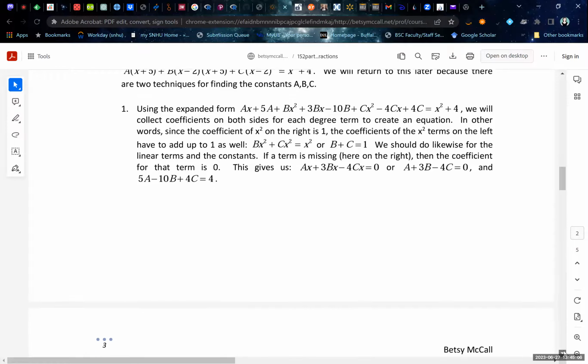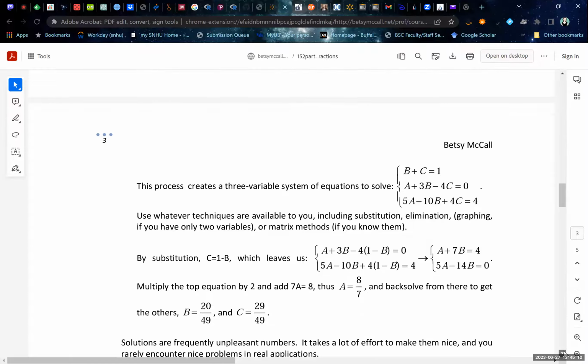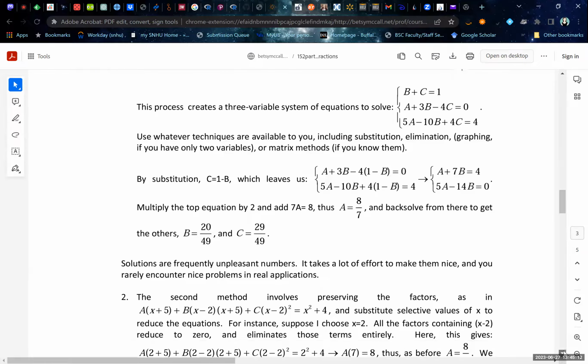Now, at this point, you have to figure out how to solve them. There's a bunch of different ways that you can do this. Obviously, you can do substitution. Let c be equal to 1 minus b, plug it in everywhere, simplify, and then solve, do your algebra. You can also do elimination. Feel free to switch modes.